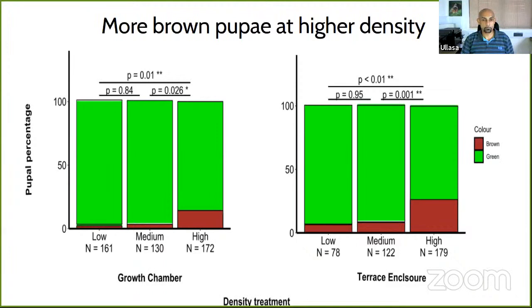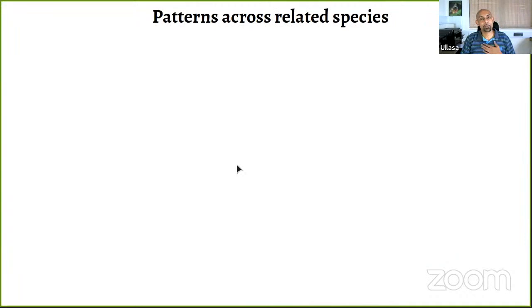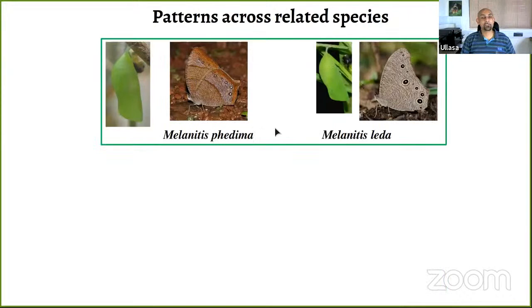Let's just show this. And we also looked at a bunch of related species. So we have this nice comparison. In the same community, all these butterflies, including the previous one, Michaelis minias, they all feed on grasses. The larval stages feed on grasses. So in the same community of grass-feeding butterflies, we have differences in pupal plasticity.